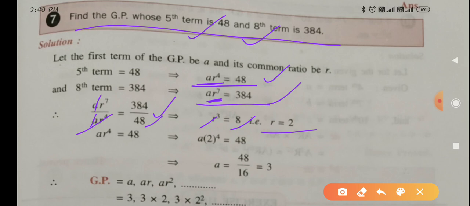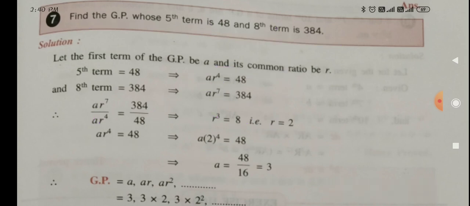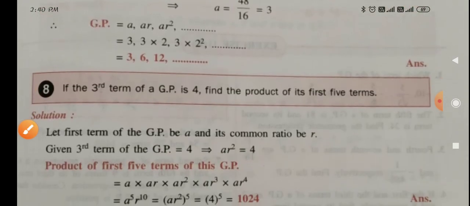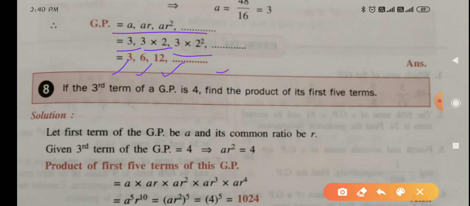This common ratio you can put in the first equation, a r to the power 4 equals 48. Putting the value of r, a into 2 to the power 4 equals 48. 2 to the power 4 means 16. a equals 48 upon 16 equals 3. The values of a and r you have found. Now the GP you can find easily. You know very well, a, ar, ar square is the standard form of a GP. So a is 3, then ar is 3 into 2, ar square is 3 into 2 square. So 3, 6, 12 and so on. This is the required GP.